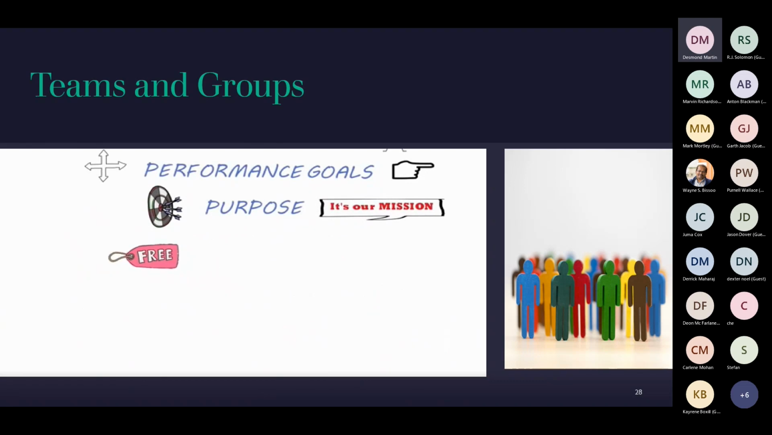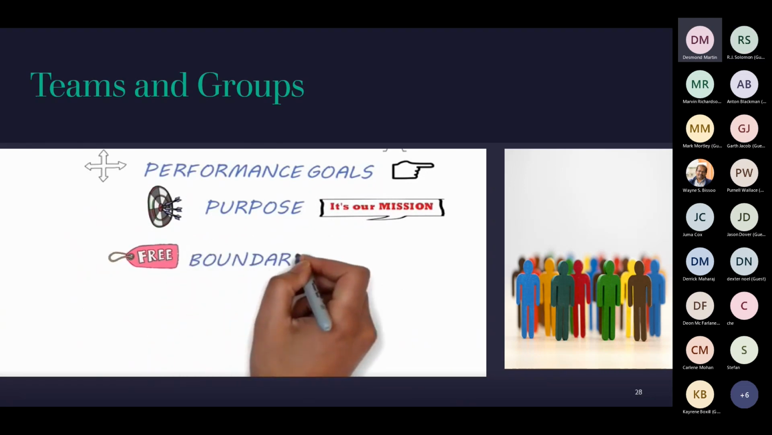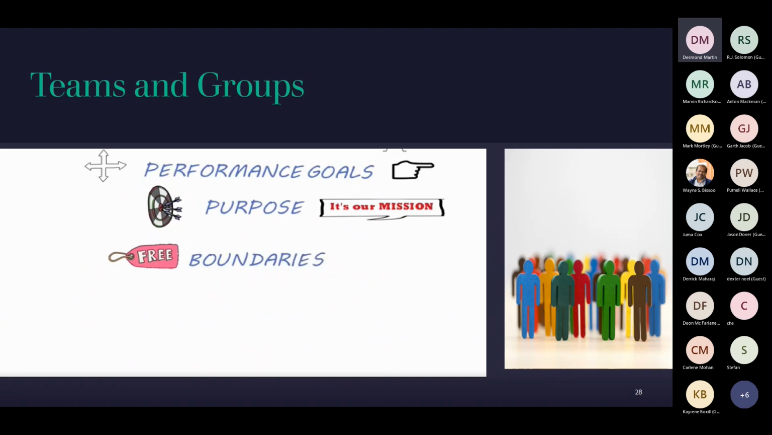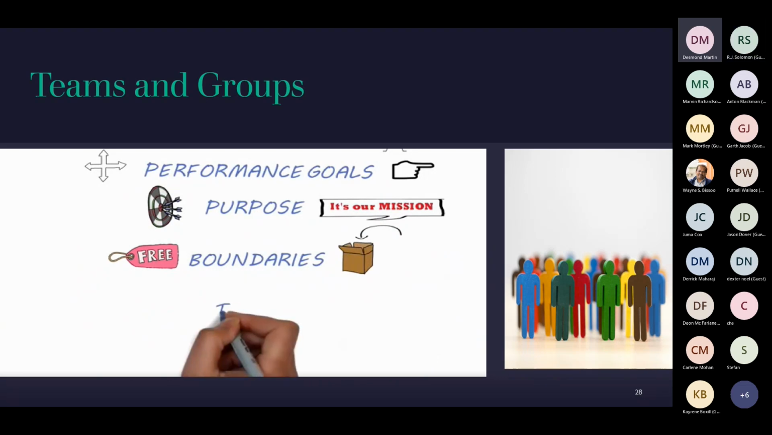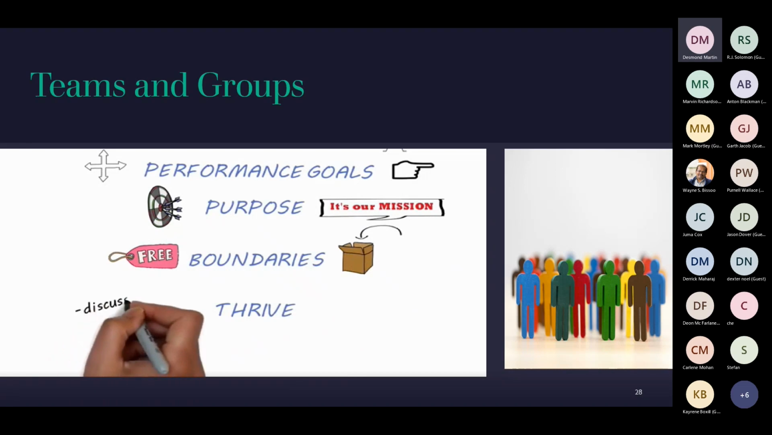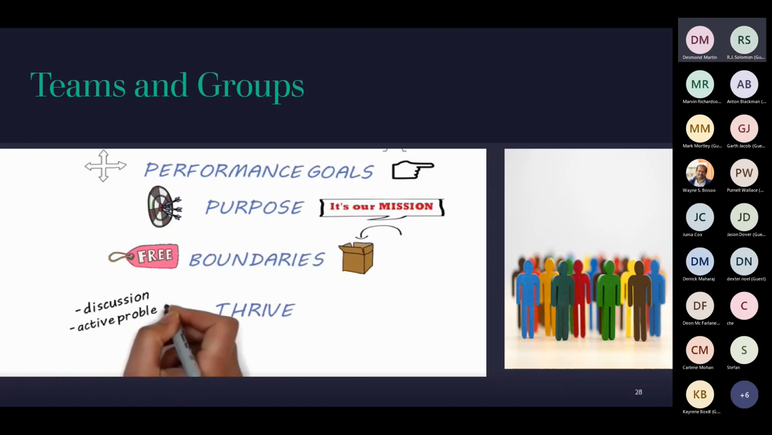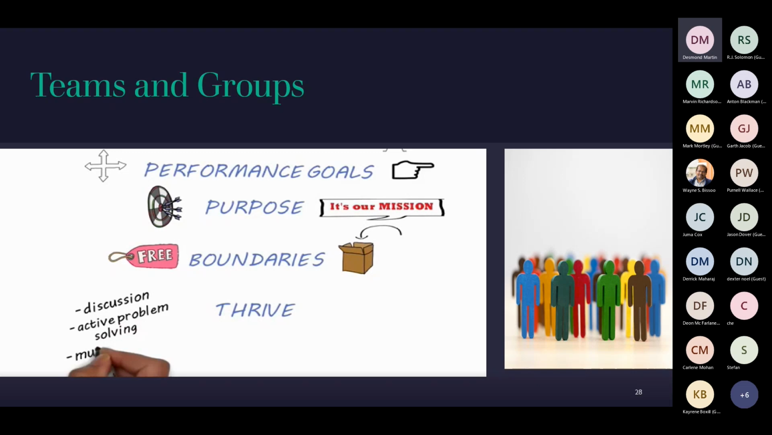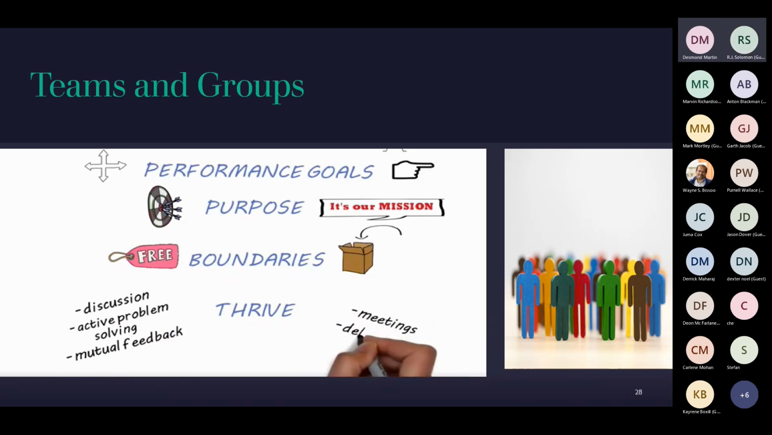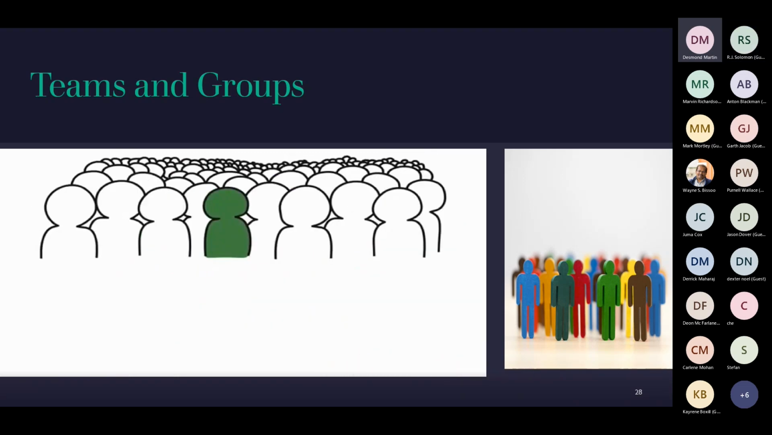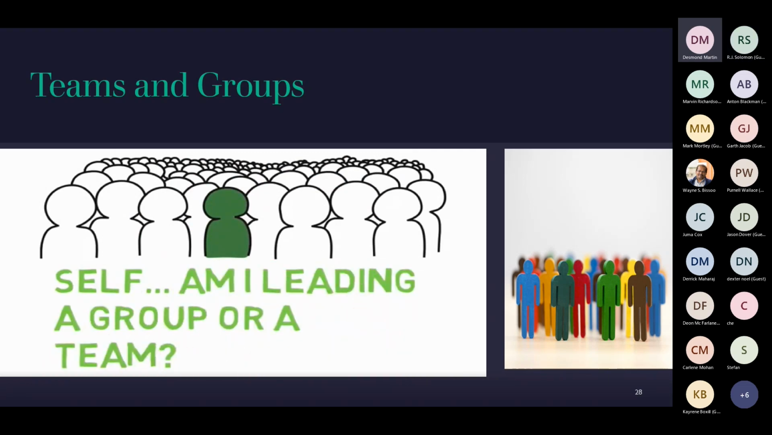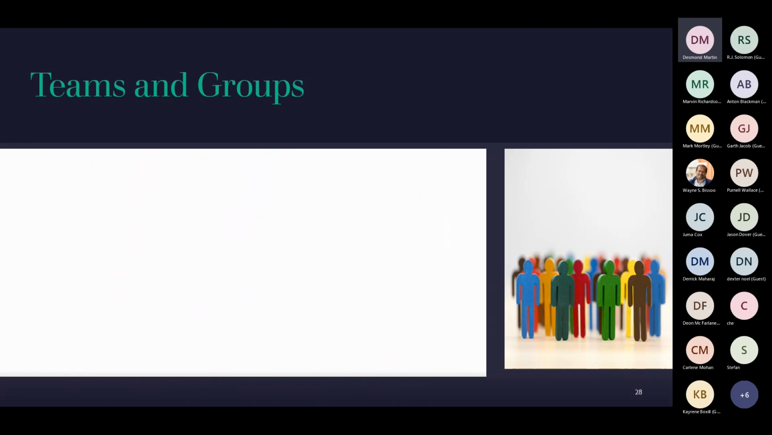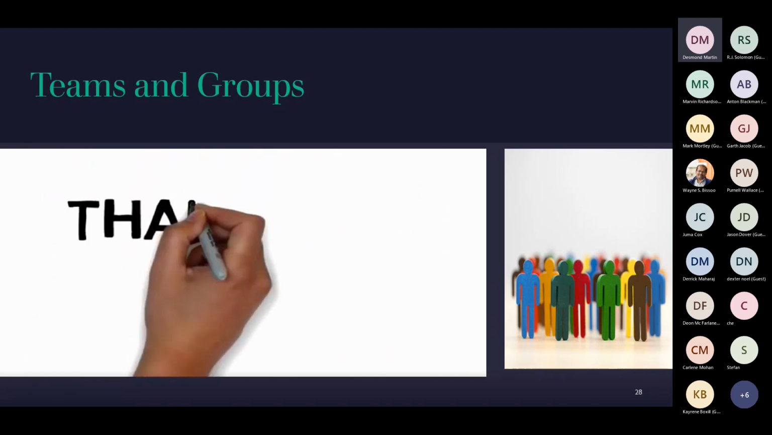Teams work beyond organizational boundaries, and groups work within them. Teams thrive in providing open-ended discussion, active problem solving, and mutual feedback, whereas groups thrive with meetings and delegation. The next time you're leading 2 or more people, ask yourself, am I leading a group or a team? Remember these subtle differences that will make a big difference in your impact as a manager or leader. Have fun.